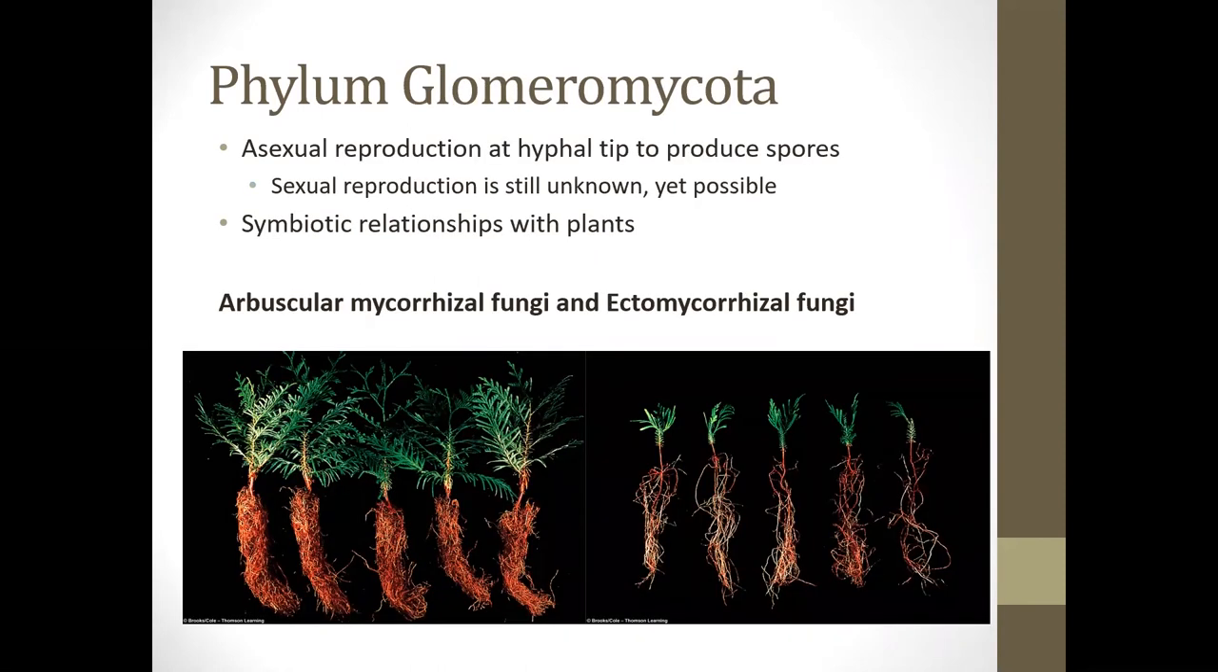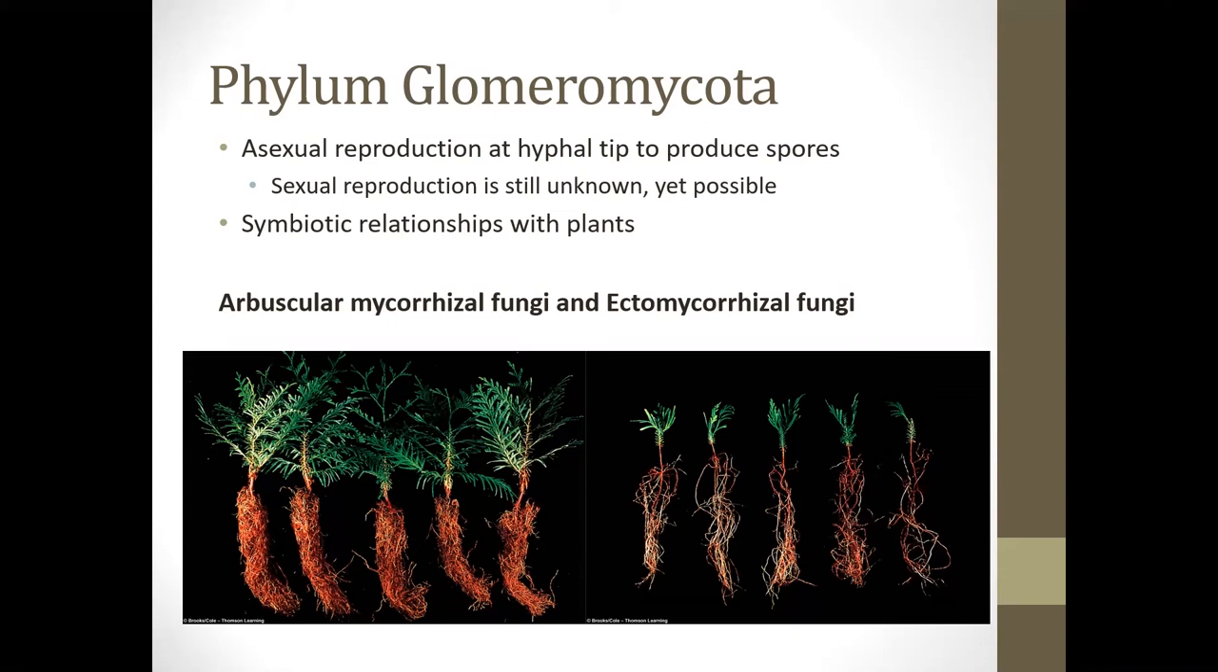Okay, so the next phylum we're going to talk about is Glomerulomycota. Again, we're not going to talk about the sexual reproduction here or their life cycle, mostly because we have not observed it yet. We know through genetic analysis that they do undergo some sort of sexual reproduction, but it has yet to be observed. So specifically, we're just going to talk about their asexual reproduction and how they are symbiotic with plants. Now, there's two specific groups of Glomerulomycota.